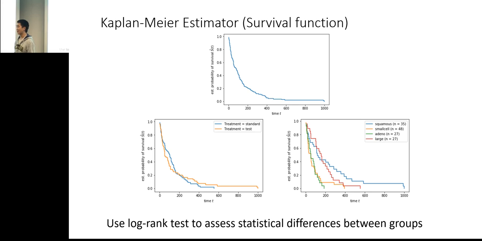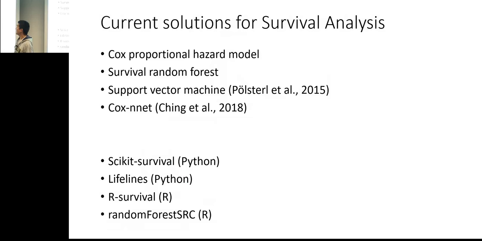There's probably some people here who know a lot more about cancer than I do. As you can tell, when you're dealing with data, you don't actually need to know the underlying biology. A lot of times, you just need to understand how to apply the mathematical algorithms. It's a little funny. So, current solutions for survival analysis from a computational perspective, there actually aren't a lot of things.